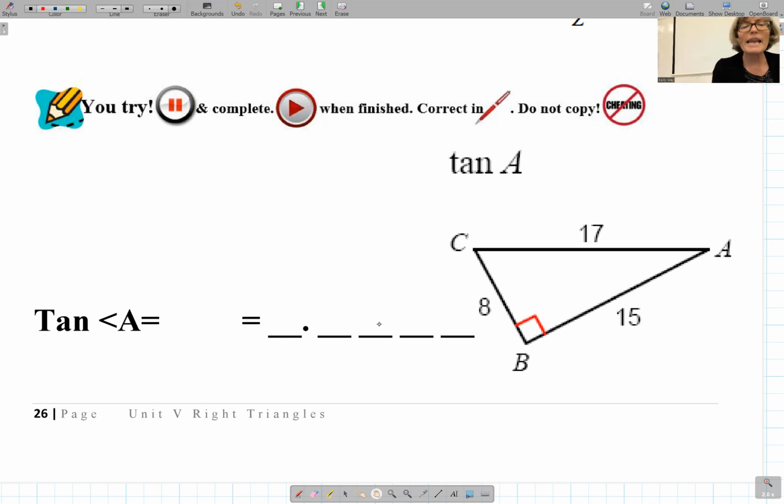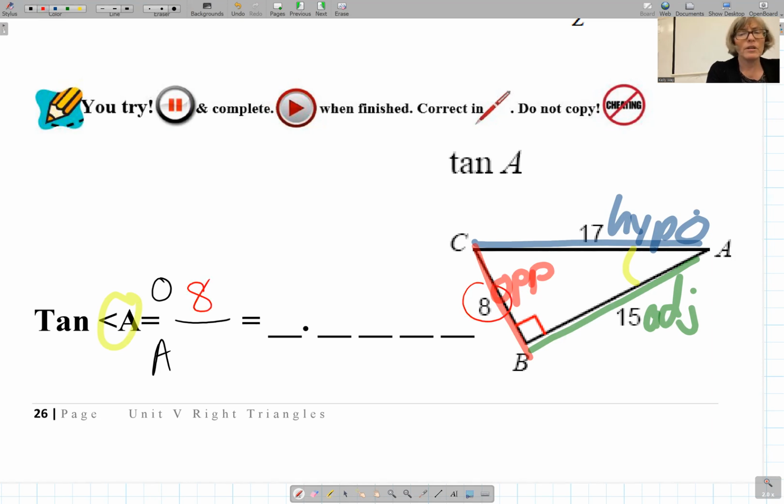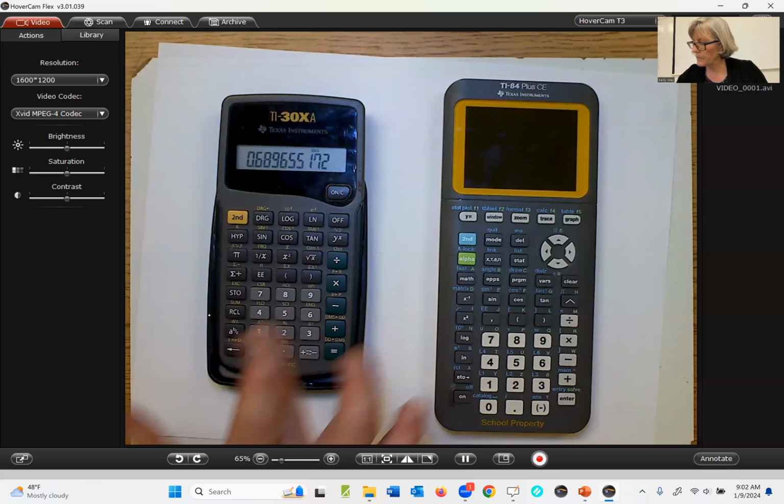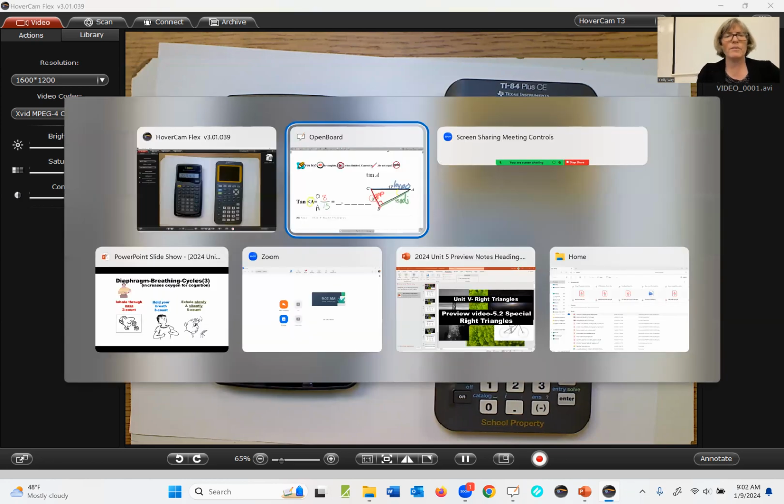Welcome back. So tangent, we're going to start by working angle A. In this case, 17 is the hypo. 8 is across from, so that's our opposite. And this would be our adjacent. So the tangent ratio is going to be TOA, so it's opposite over adjacent. My opposite here is 8, and my adjacent is 15. Let's get the decimal version. 0.5 repeating.